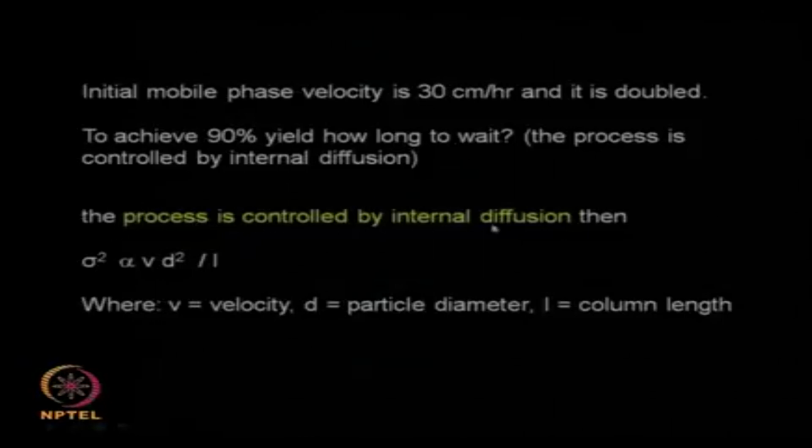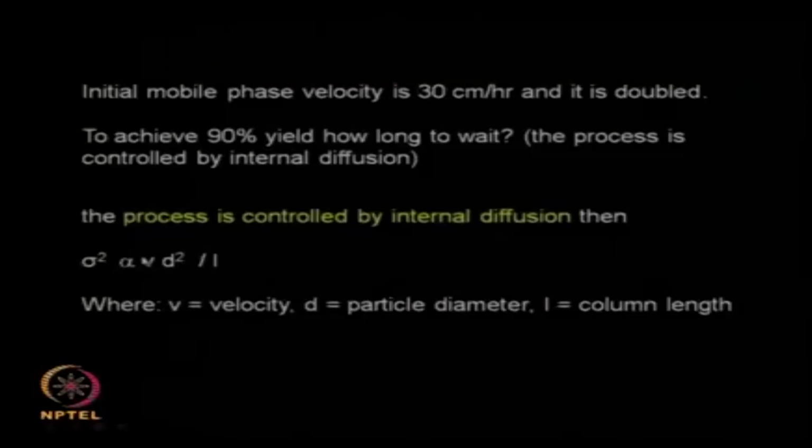Now if the process is controlled by internal diffusion, that means diffusion of the solute inside the pores of the solid matrix, then sigma square is proportional to V, the velocity, d square, d the particle diameter, and L the length. Okay. So here I am doubling the velocity from 30 to 60, so obviously sigma square will get doubled, or sigma will be square root of this number. Okay. So I will get a new sigma, I know the old sigma, so with the new sigma I substitute, so I should get a different time.